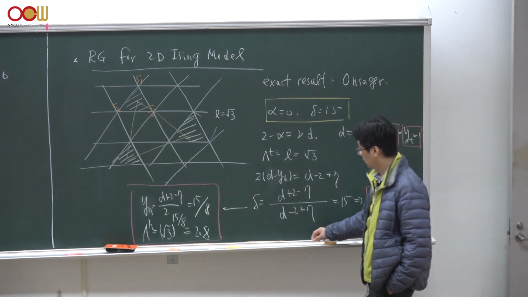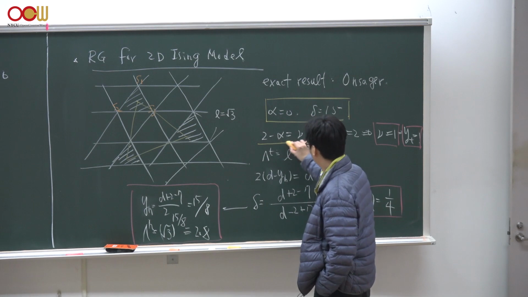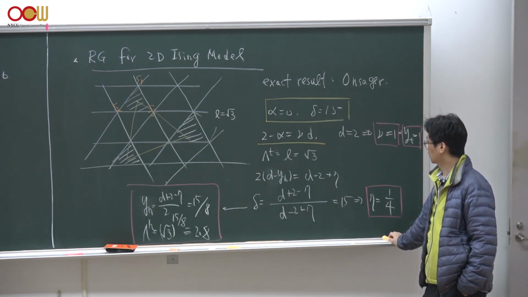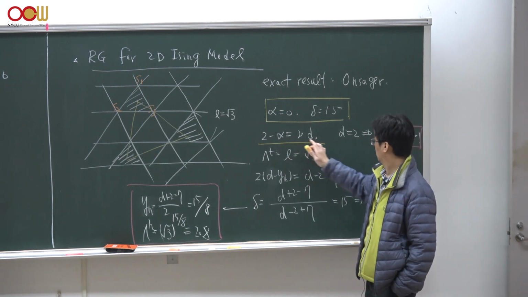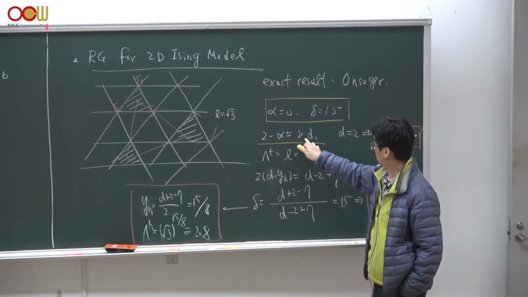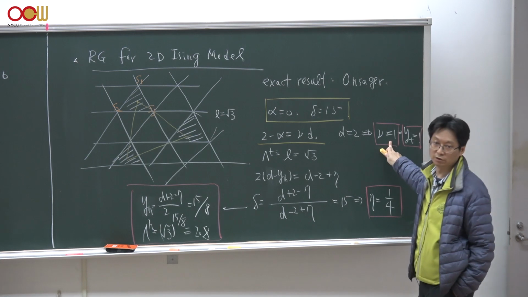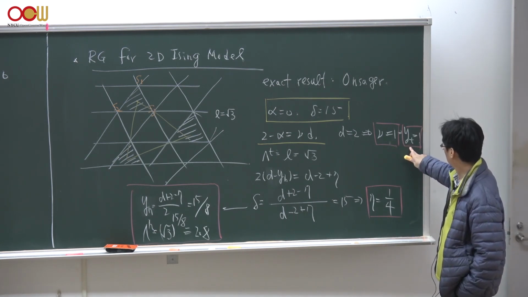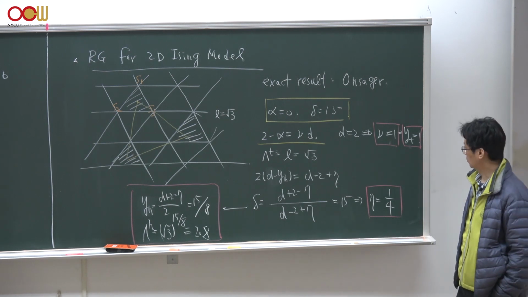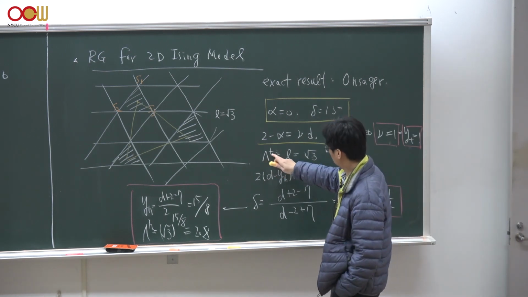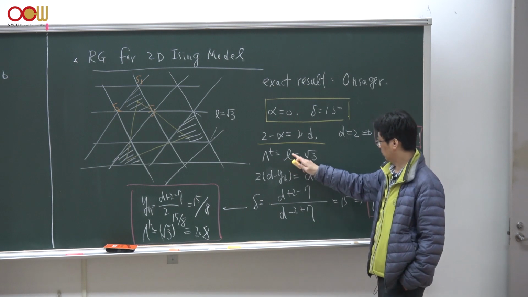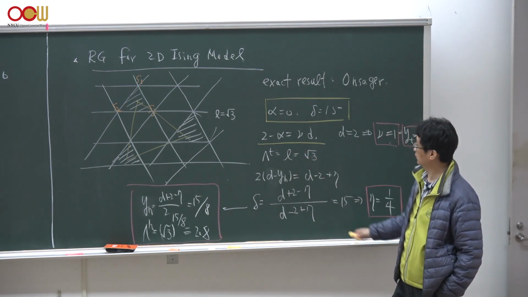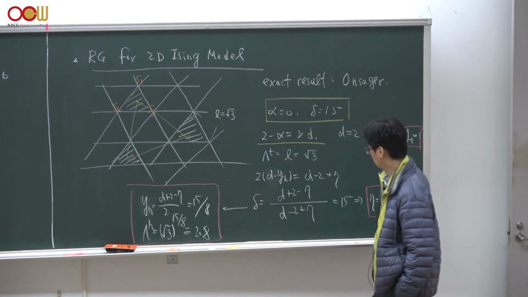For example, if we look at the relation 2 minus alpha is nu times d, when alpha is 0 and d is 2, that leads to nu being 1. And the y_t exponent is actually 1. Remember that lambda_t is L to the power of y_t, and that is square root 3 for this triangular lattice structure.